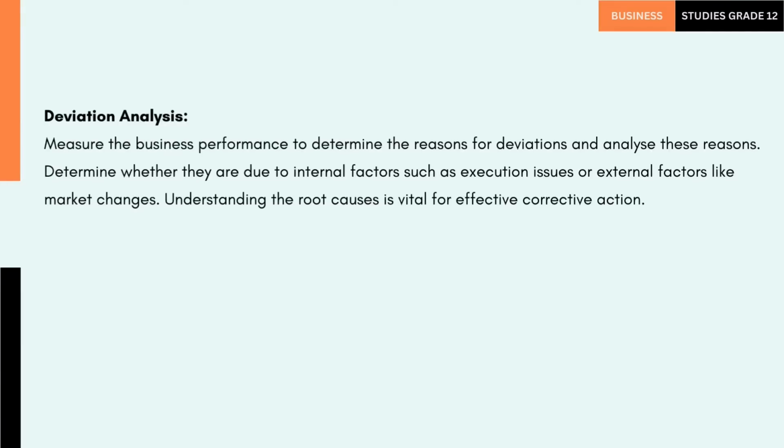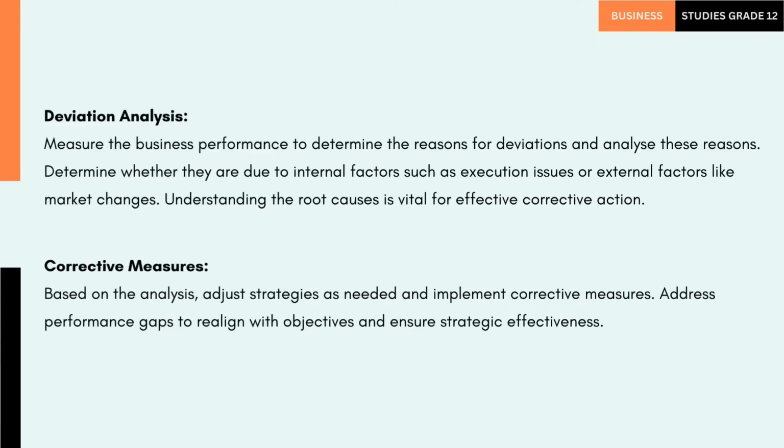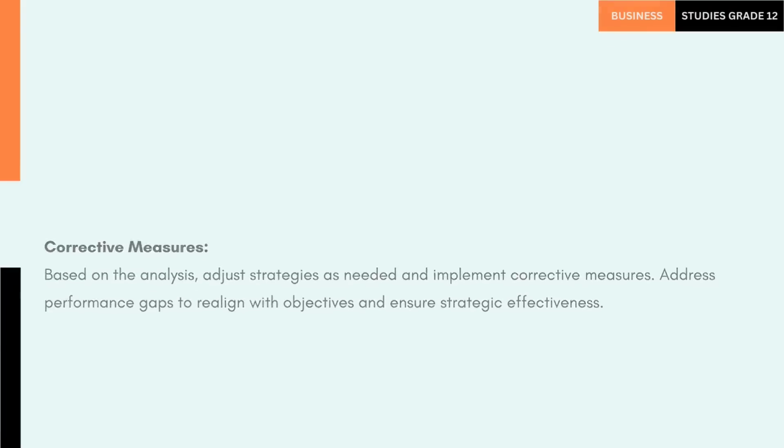4. Deviation analysis. Measure the business performance to determine the reasons for deviations and analyze these reasons. Determine whether they are due to internal factors, such as execution issues, or external factors like market changes. Understanding the root causes is vital for effective corrective action. 5. Corrective measures. Based on the analysis, adjust strategies as needed and implement corrective measures. Address performance gaps to realign with objectives and ensure strategic effectiveness.